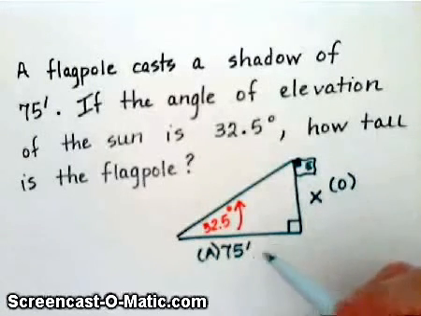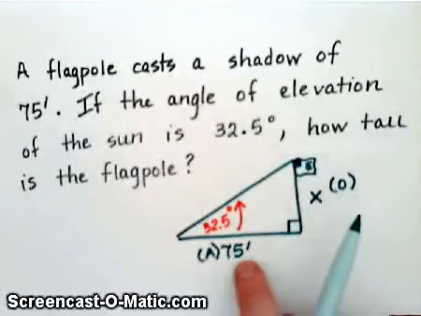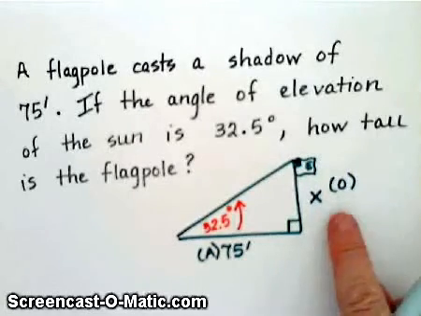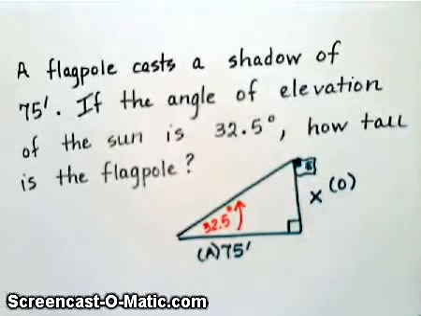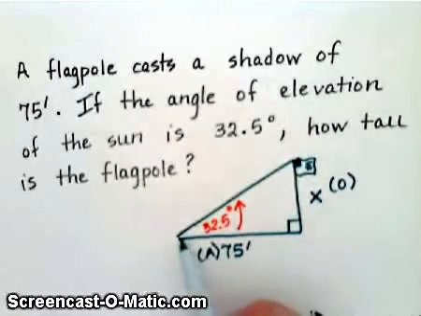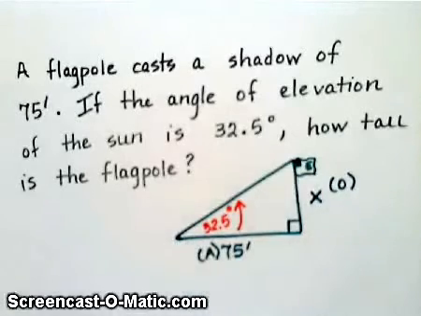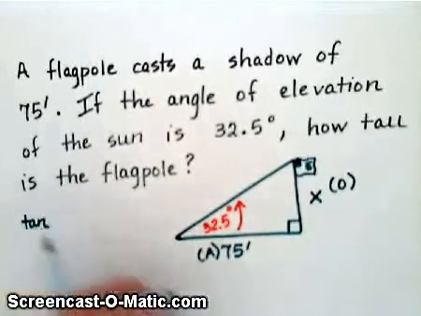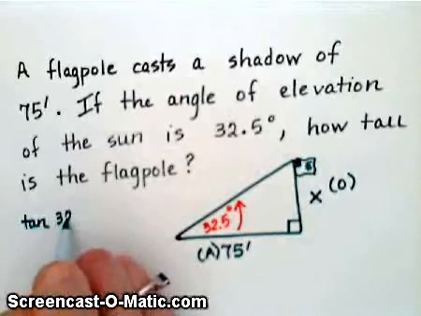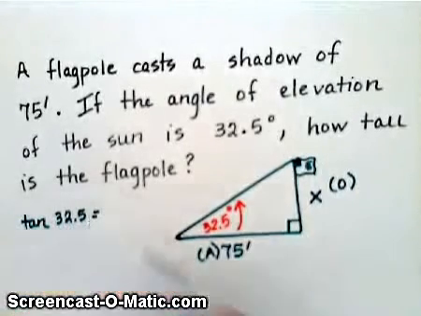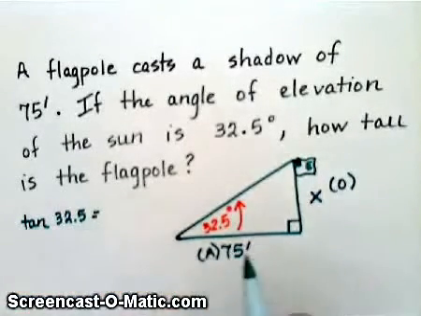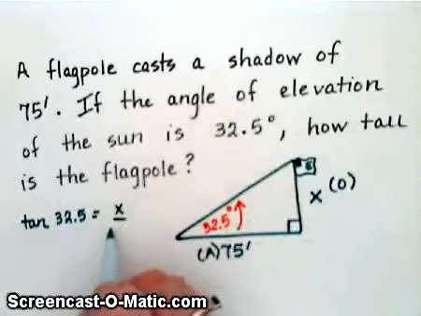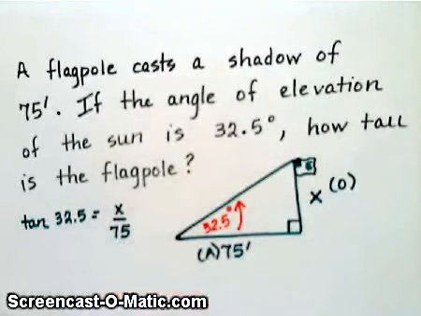Now, we need a function that uses what we know, A, and what we need, O and A. And usually you'll choose from one of the big three, sine, cosine, or tangent. So we want to use the tangent function. Tangent is O over A. So we will say that the tangent of 32.5 is equal to O over A, X over 75.